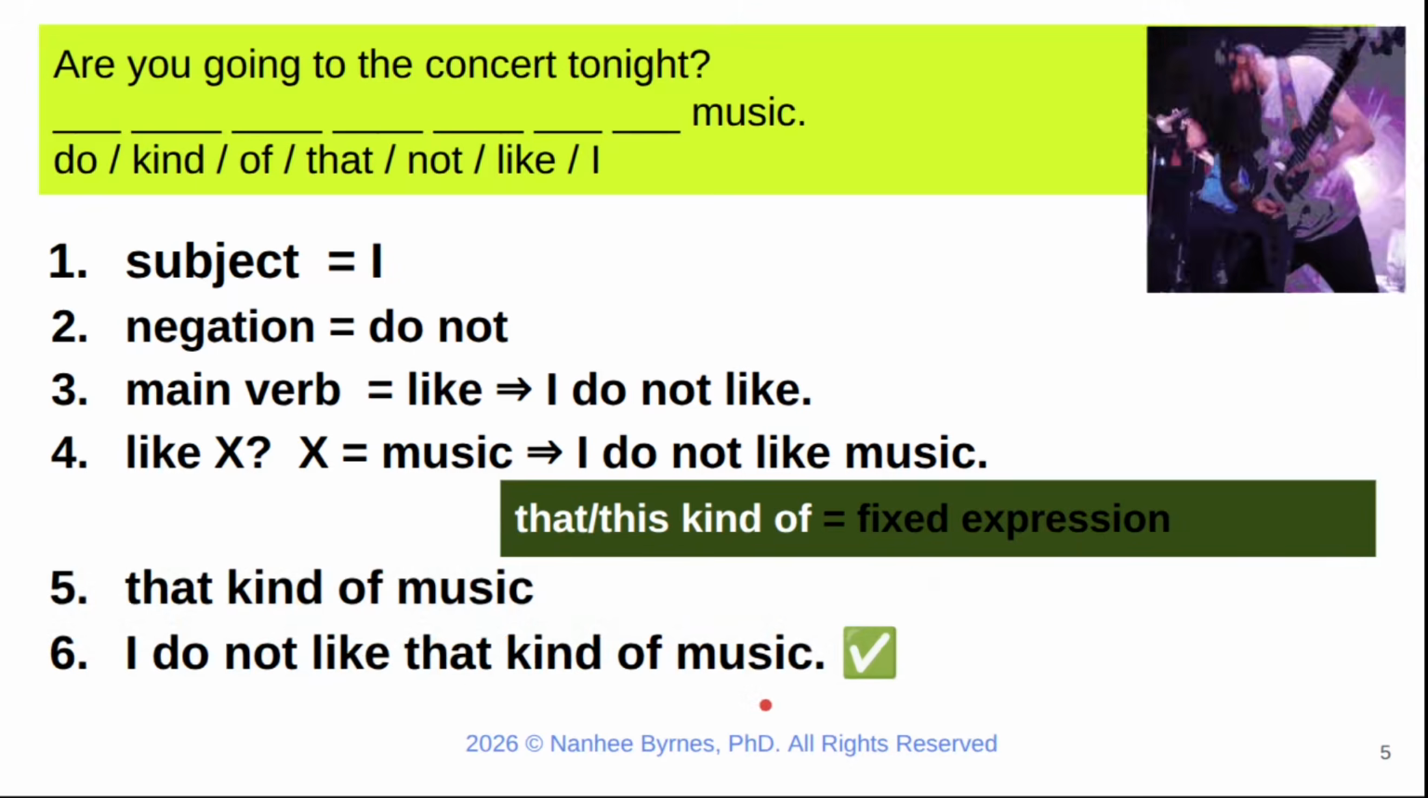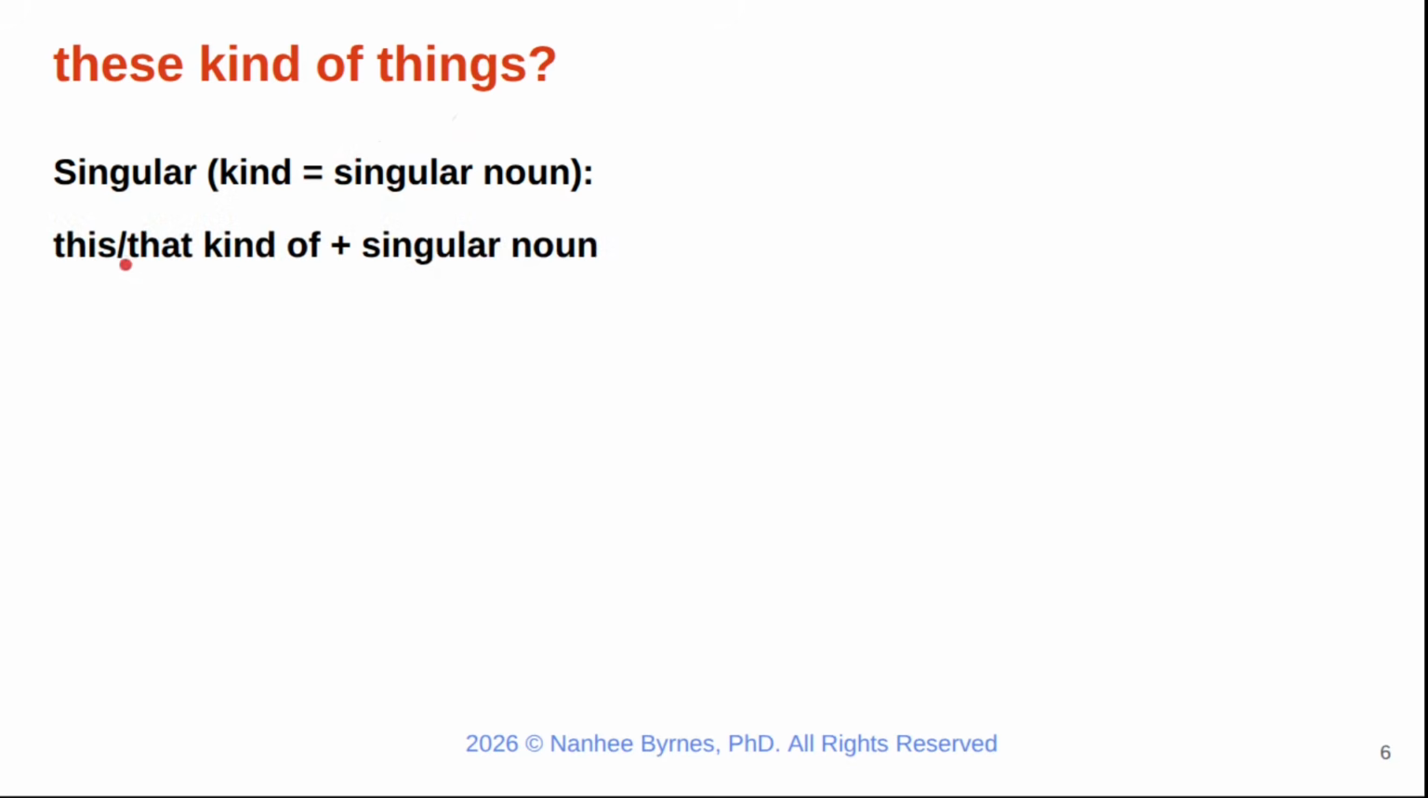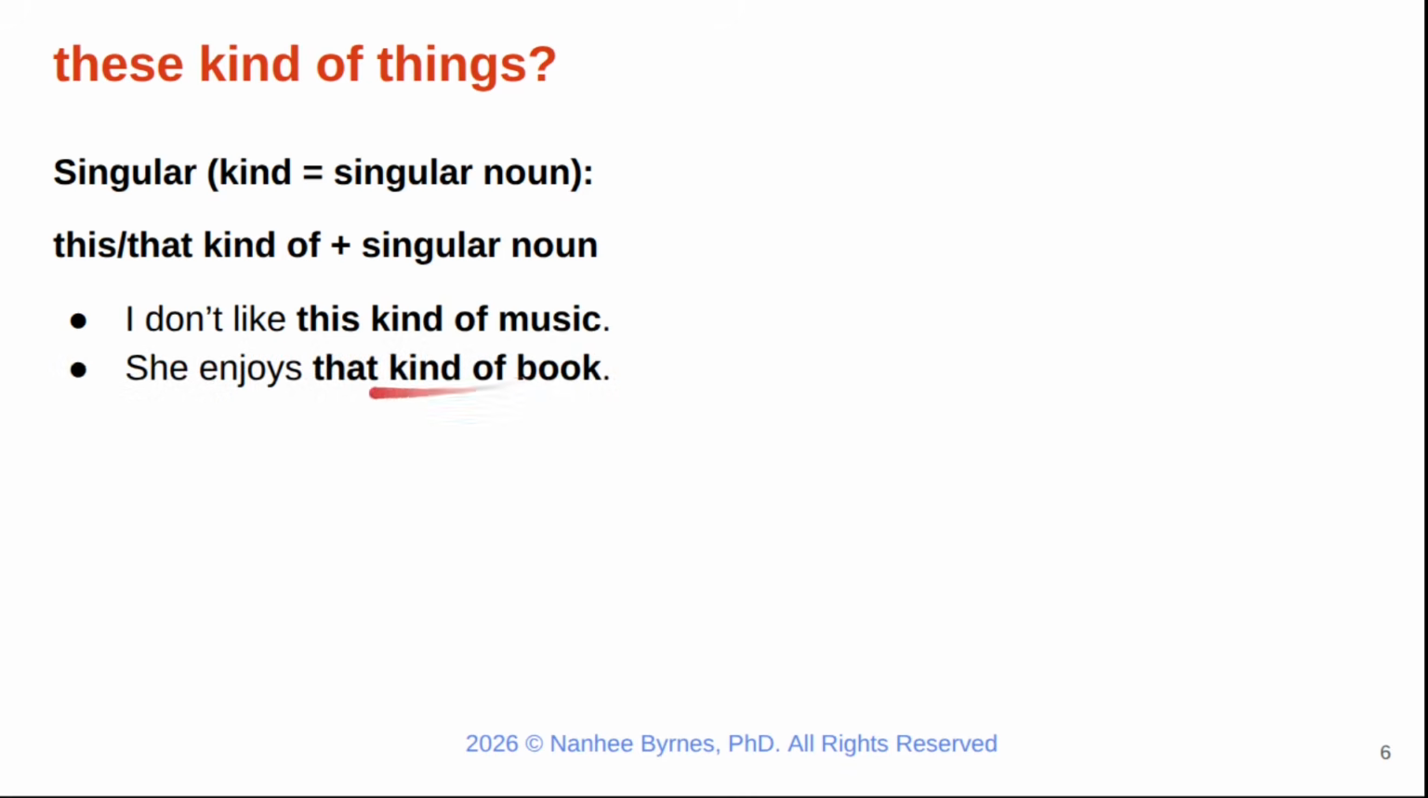Grammar, everyone. When you use kind of, pay close attention to whether kind is singular or plural, because that controls the demonstrative you choose. When kind is singular, you use this or that, followed by a singular or uncountable noun. For example, you can say, I don't like this kind of music, or she enjoys that kind of book, or he avoids this kind of food. Here, kind is singular, so this and that are the correct choices.